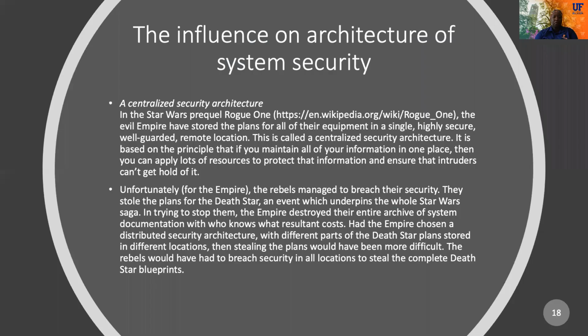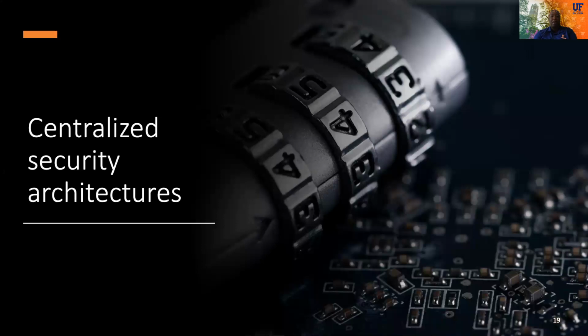Take 30 seconds to read this influence on architecture of a system security. The benefit of a centralized security architecture is that it's easier to design and build protection, and the protected information can be accessed more efficiently. However, if your security is breached, you lose everything. And if you distribute the information, it takes longer to access all the information and it costs more to protect it. If the security is breached in one location, you only lose information that you have in that one location.